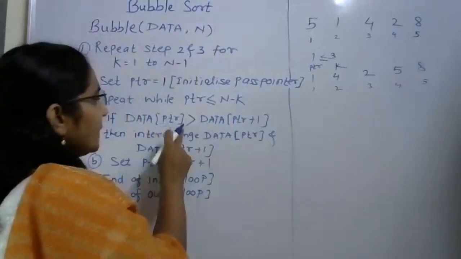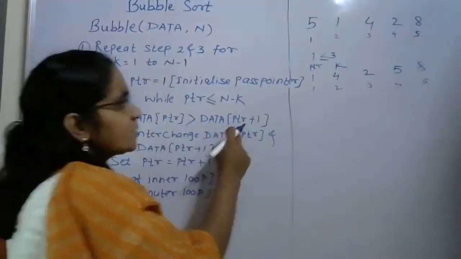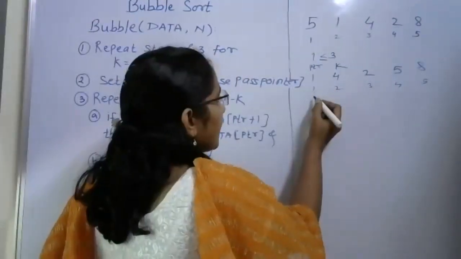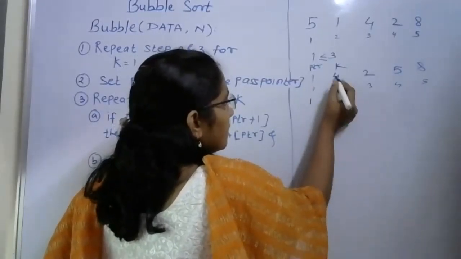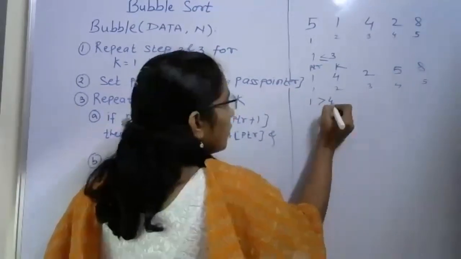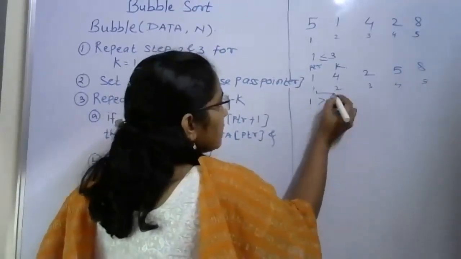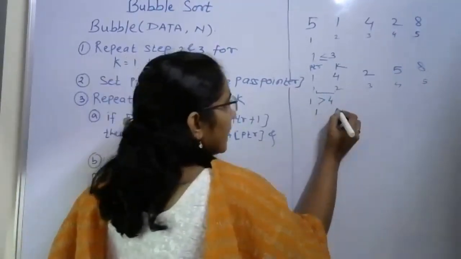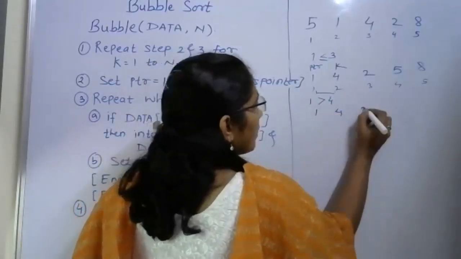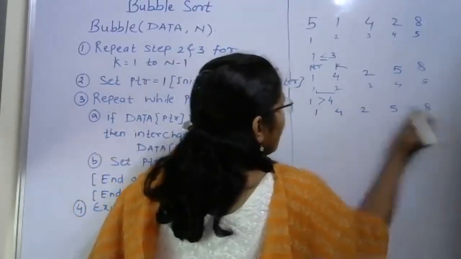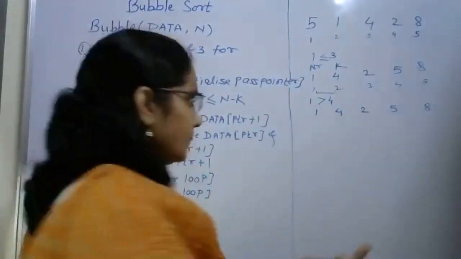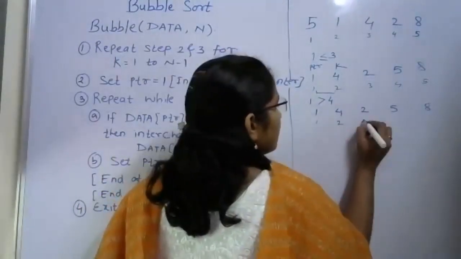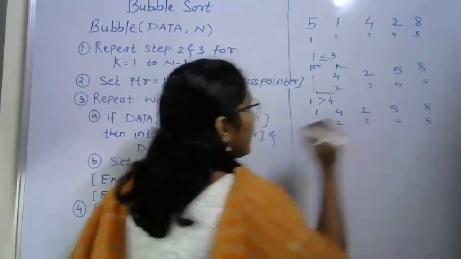Okay. So is data of PTR greater than data of PTR plus 1? The value of data of PTR is 1. And what is data of PTR plus 1? 4. So is 1 greater than 4? No. So there is no change, so there is no swapping. 1, 4, 2, 5, 8. Why? Because this 1 and 4 are already in sorted order.